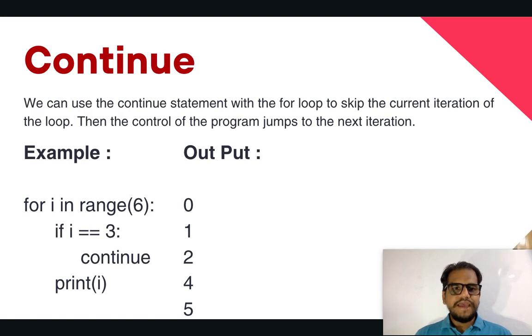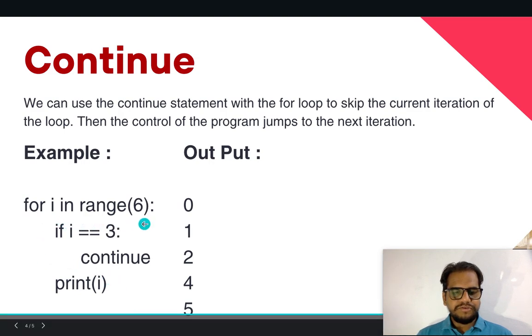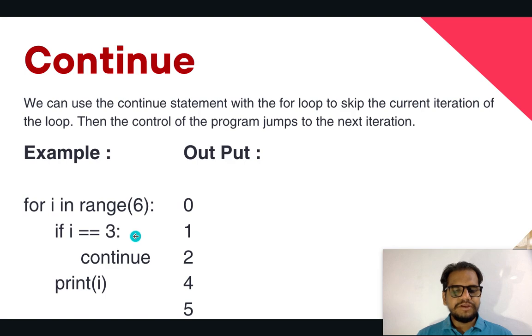Next, continue. We can use the continue statement with the for loop to skip the current iteration of the loop, then control of the program jumps to the next iteration. Let's see this in an example: for i in range 6, and in that also we mention an if condition, if i is equal to 3, and after that we do continue.